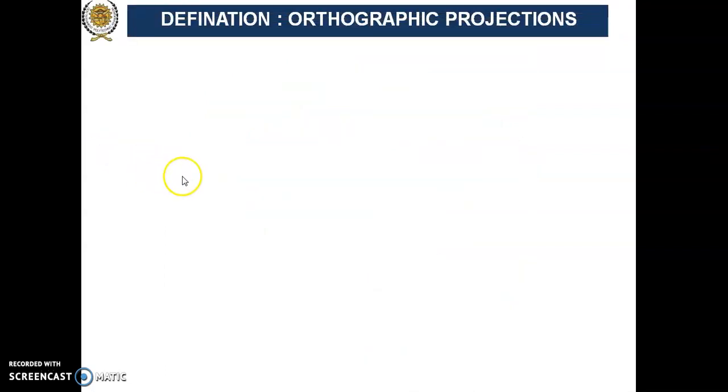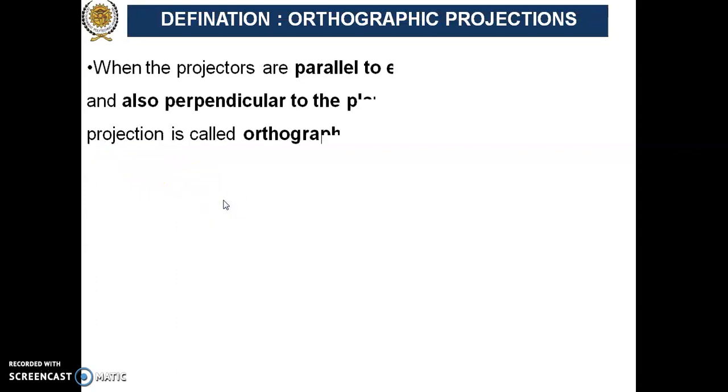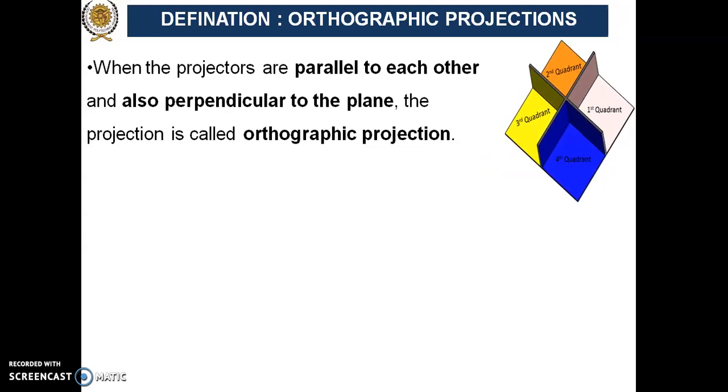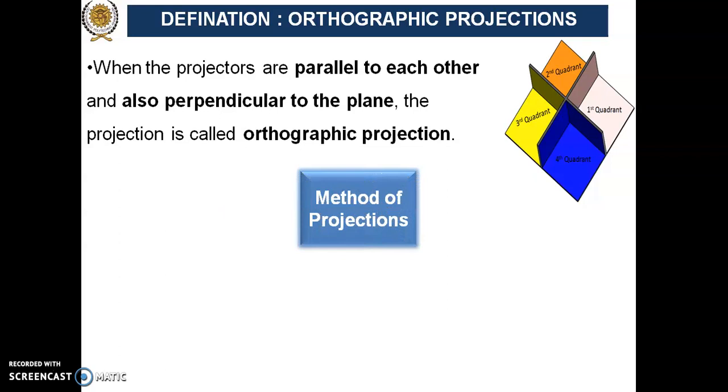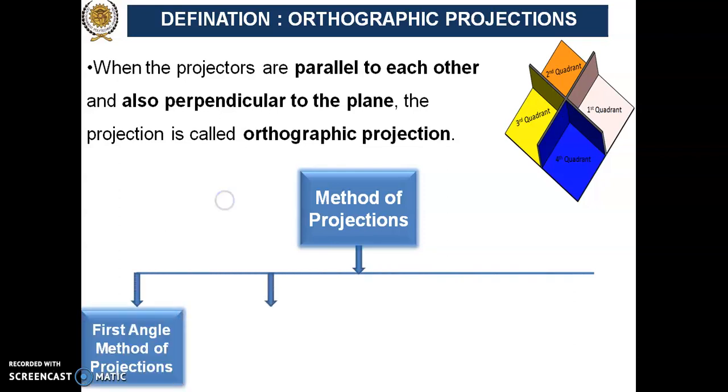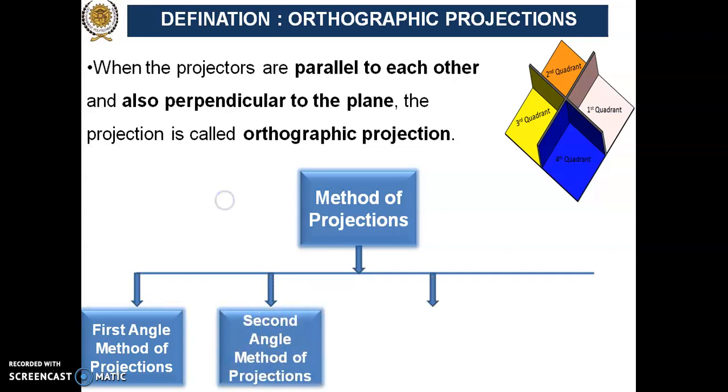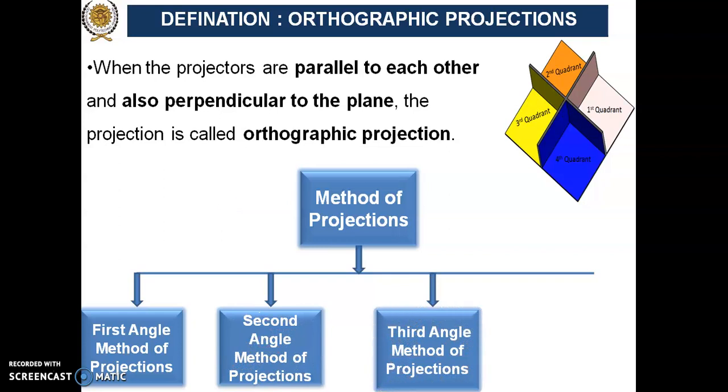Now we can define the orthographic projection. When the projectors are parallel to each other and also perpendicular to the plane, then the projection is called orthographic projection. We can have different projection methods: the first angle method of projection, the second angle method of projection, the third angle method of projection and the fourth angle method of projection.